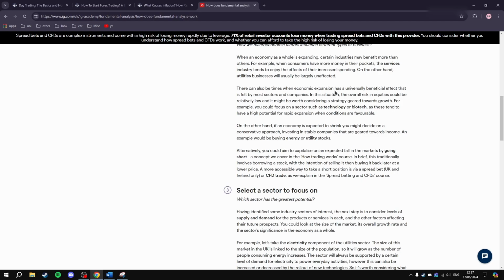On the other hand, if an economy is expected to shrink, you might decide on a conservative approach, investing in stable companies that are geared towards income. An example would be buying energy or utility stocks.